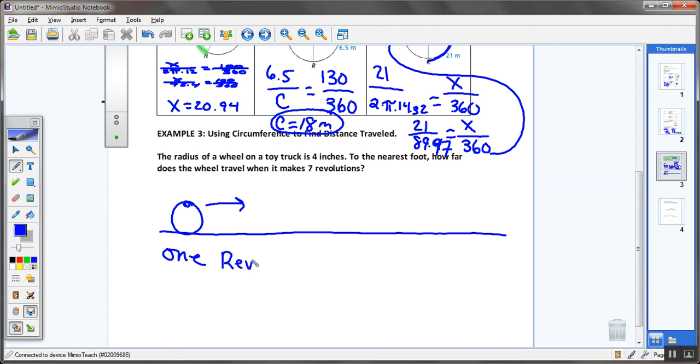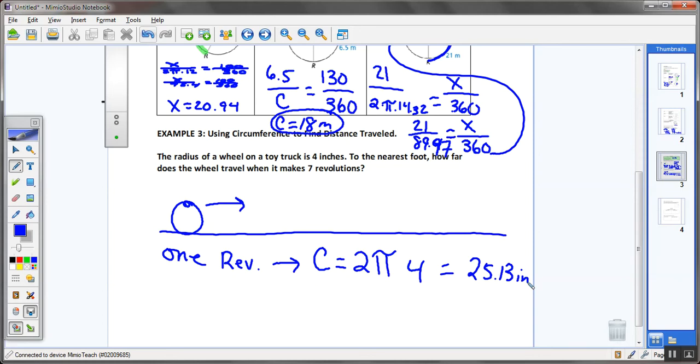So if I roll this one revolution, isn't one revolution right here equal to my circumference, which is 2 times pi times the radius? What is the radius there, kids? 4. Okay, so tell me how far it goes in one revolution. 25.13 inches. But how many revolutions does it make? 7. 175.9. So how did you get that? I multiplied it by 7.